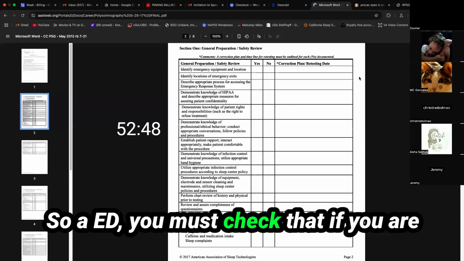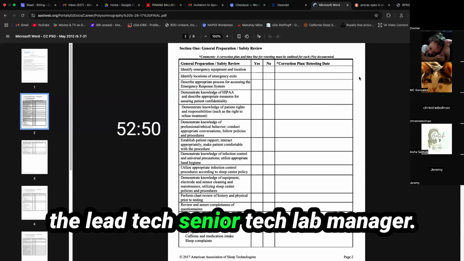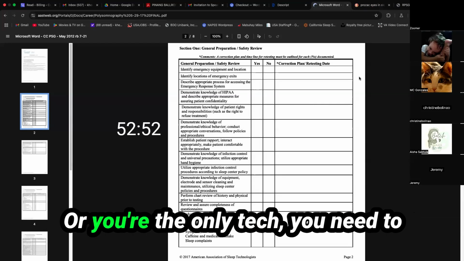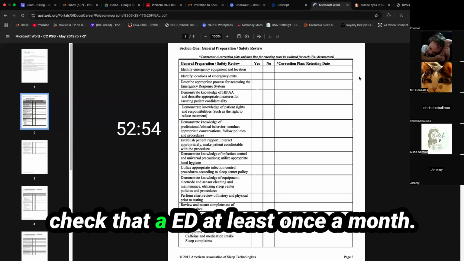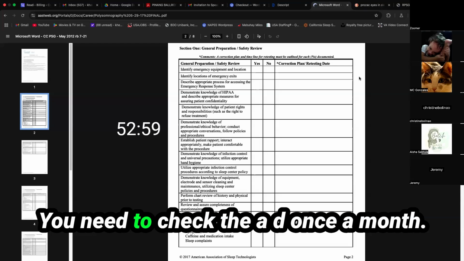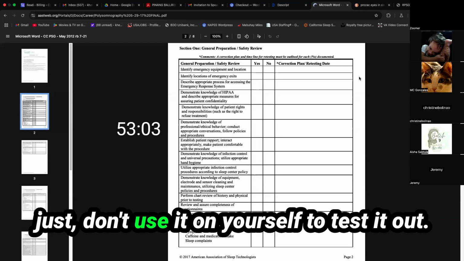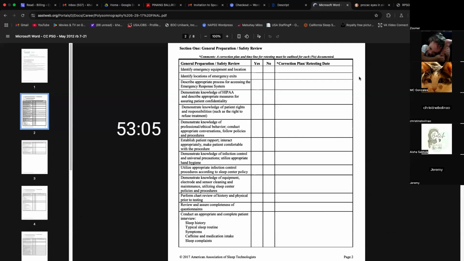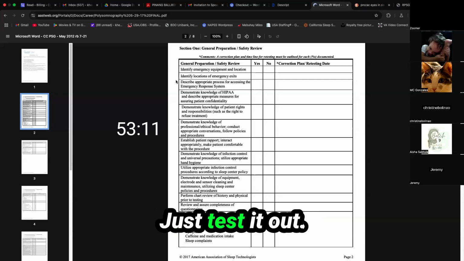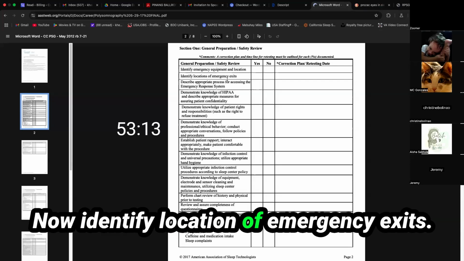So AED, you must check that. If you are the lead tech, senior tech, lab manager, or you're the only tech, you need to check that AED at least once a month. Okay? Make sure that it turns on and that you just don't use it on yourself to test it out. Because you'll die. Just test it out.